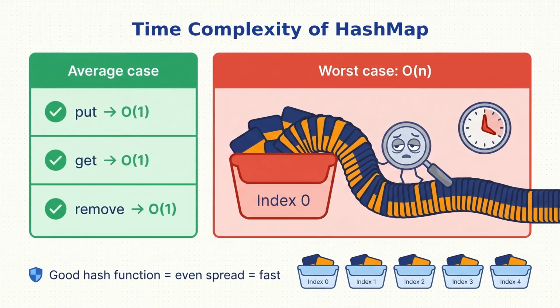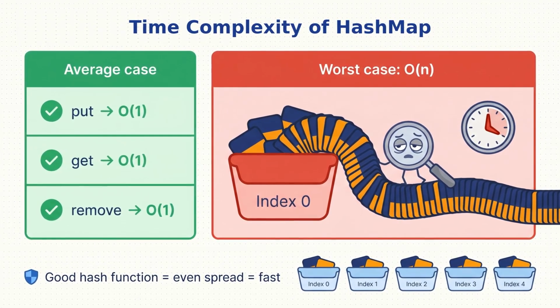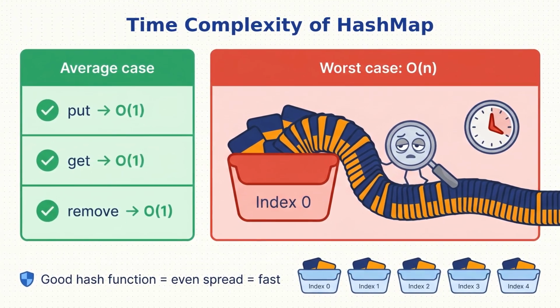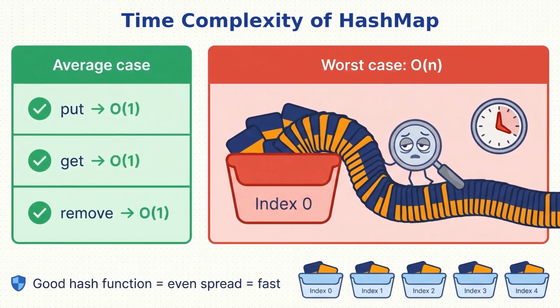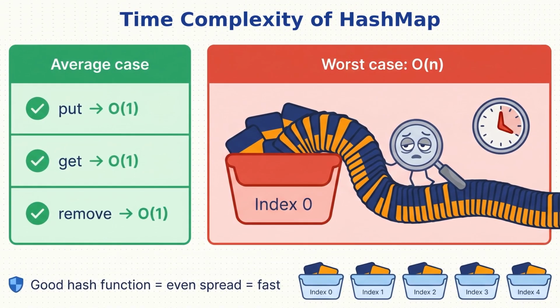So how fast is all this? On average, insert, lookup, and delete are all O of 1, constant time. It doesn't matter if you store 100 entries or 1,000,000, it's one hash, one jump. But there's a worst case. If a poor hash function dumps many keys into the same bucket, lookups degrade toward O of n, because now you're scanning a long chain. In practice, good hash functions spread keys evenly. Occasional resizing keeps buckets from overcrowding, and tree-based buckets soften the worst case. That's why hash maps are fast in the real world, usually.